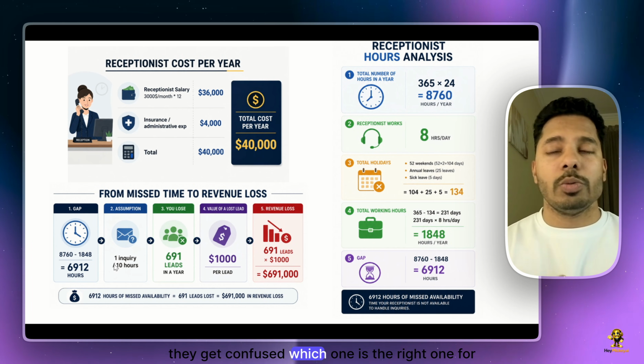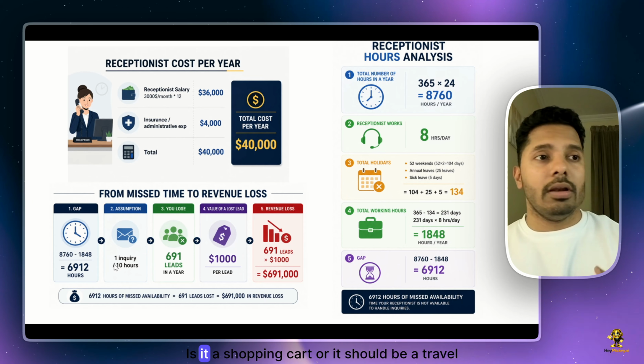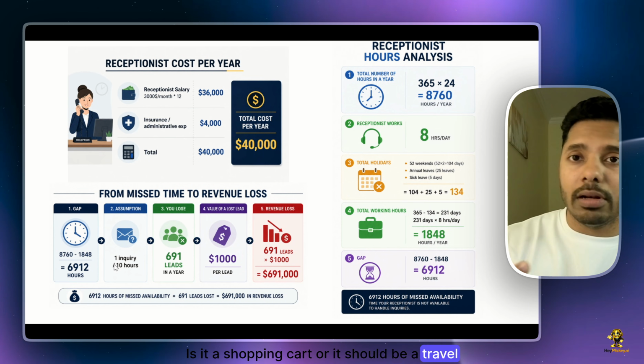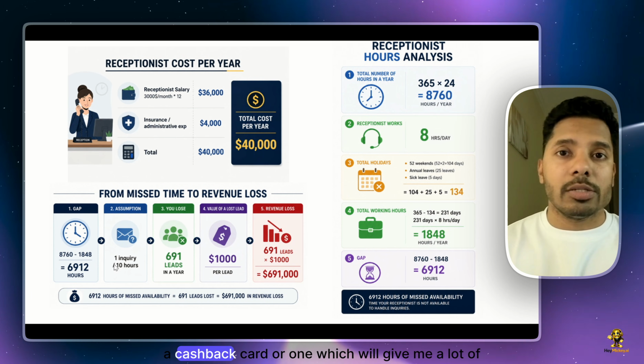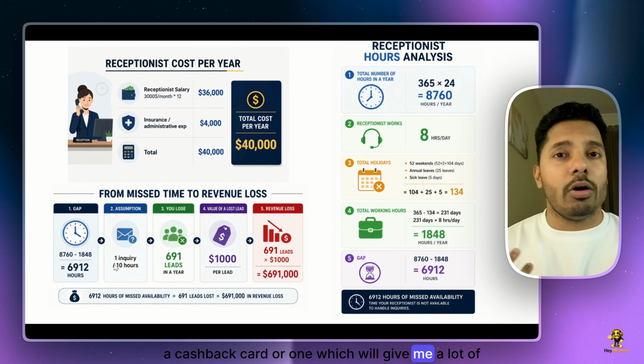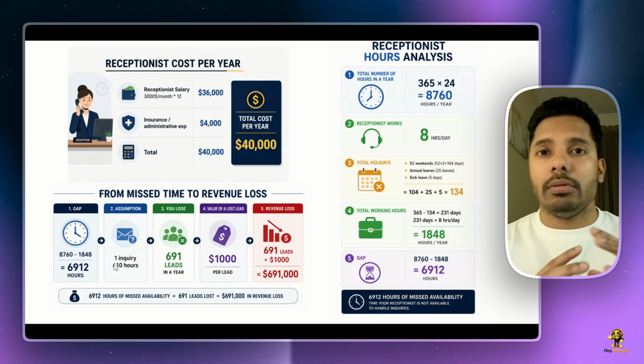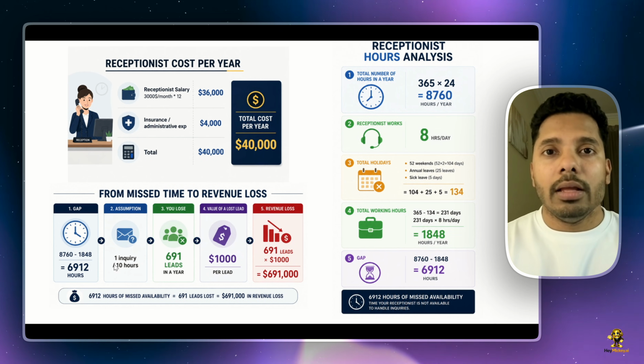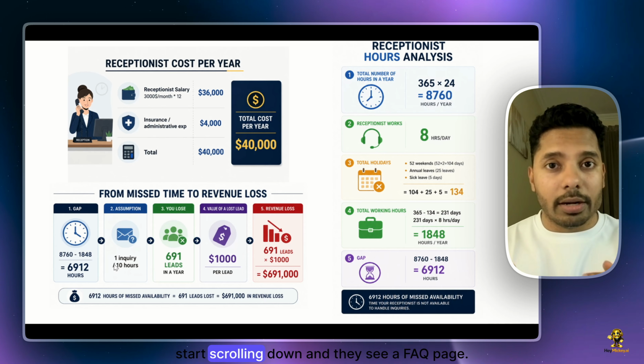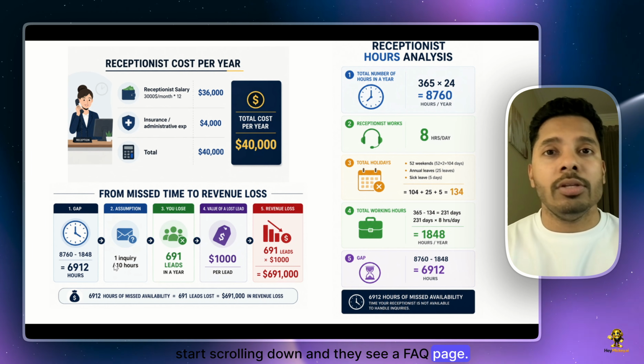They get confused about which one is the right one for me. Is it a shopping card, or should it be a travel card, or a cashback card, or one which will give me a lot of points? And amidst this chaos, they start scrolling down and they see a FAQ page.